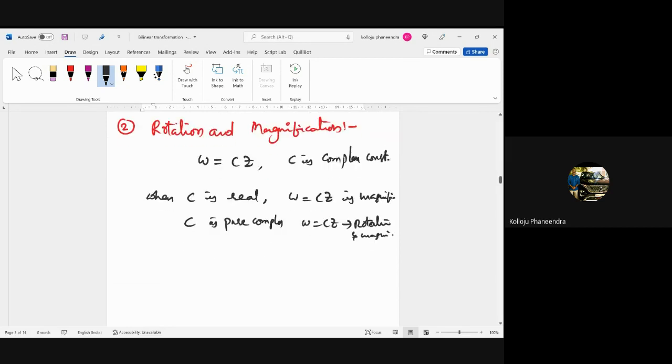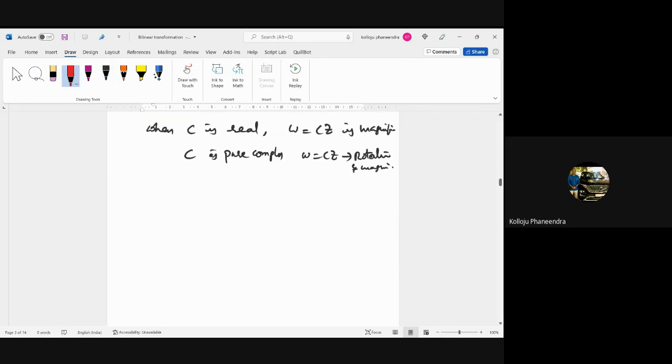Next, the third one is inversion. And what is this one? Obviously, W equal to 1 by Z. It represents inversion. And the fourth one is bilinear transformation. This is important, all of you.